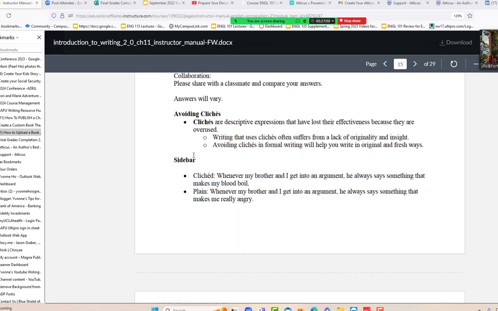Avoiding clichés. Clichés are descriptive expressions that have lost their effectiveness because they are overused. Writing that uses clichés often suffers from a lack of originality and insight. Avoiding clichés in formal writing will help you write in more original ways.